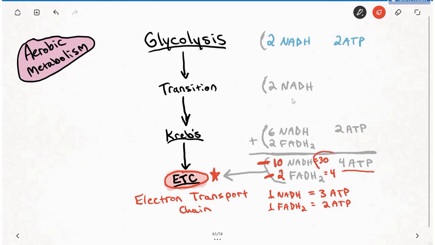So if you tally all of these together, the 30 and the 4, and then the 4 ATPs we already made, that's going to give us a total from the entire cellular respiration metabolism process of 38 ATPs altogether. And the electron transport chain is going to show you these final steps where it turns the NADHs and the FADH2s into ATP.